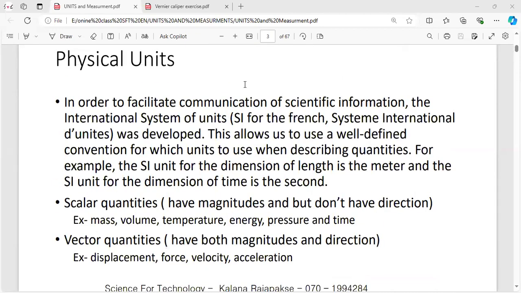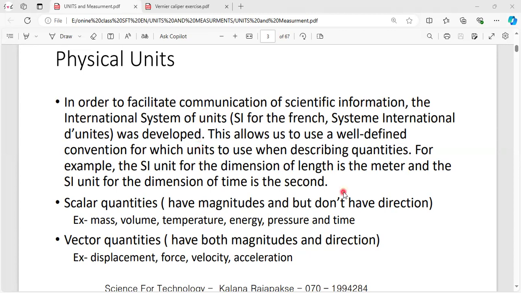When we talk about the physical units, the main idea of having a physical unit is to facilitate communication of scientific information. For that, several systems have been introduced throughout history. Nowadays, we are using the SI system, or the International System of Units, right? Also known as the Système International units.